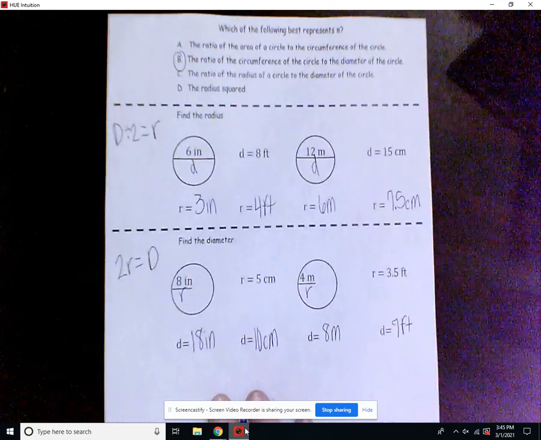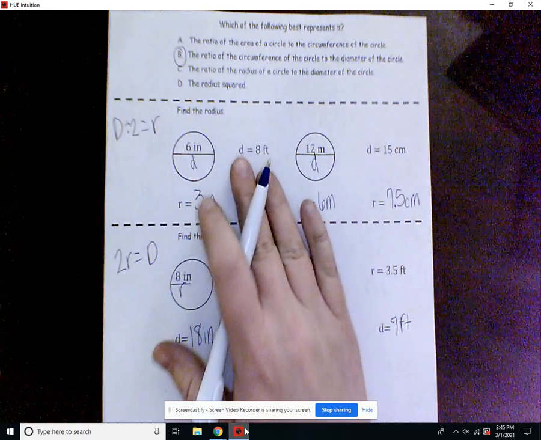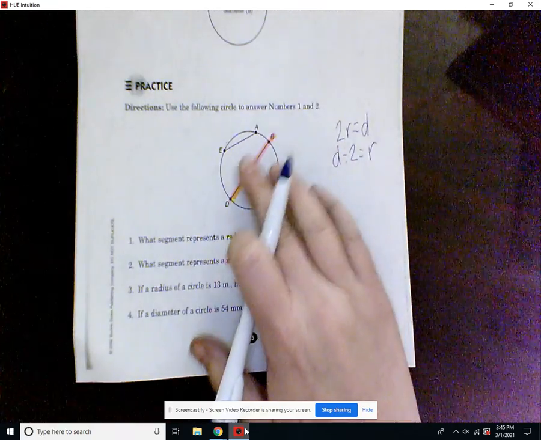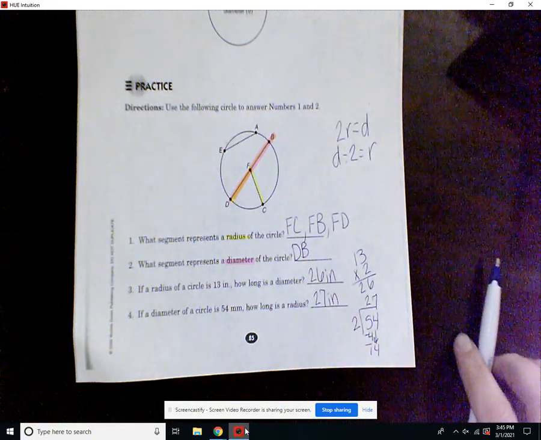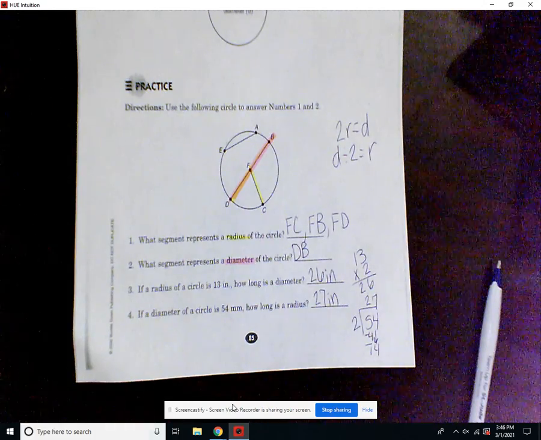Okay, your homework is going to be going over finding diameters and radiuses, and the big part is going to be having you identify and look for diameters and radiuses. If you need help, just go back and watch this video to help you with your homework.